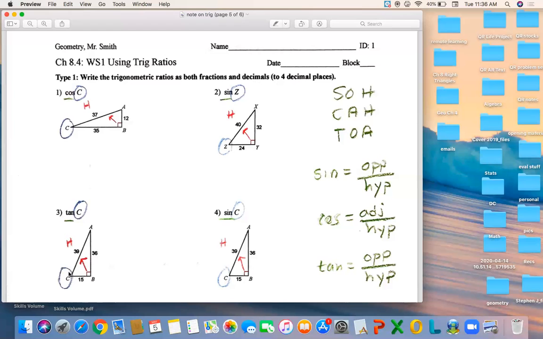For 3, we want tangent, so we need opposite and adjacent. We don't need the hypotenuse on this one, even though we've already identified it. The opposite would be 36, because it's across from C, over the adjacent, which is 15. Remember, the adjacent is the side between the angle we're using and the right angle. So it's 36 over 15. That's how we do this first section.